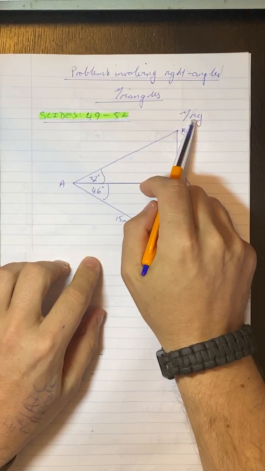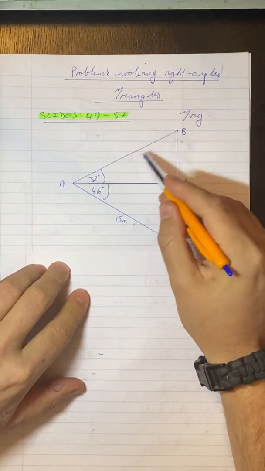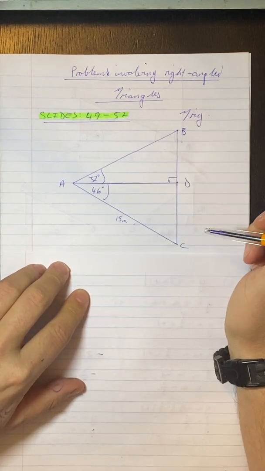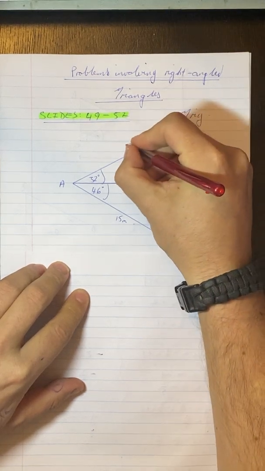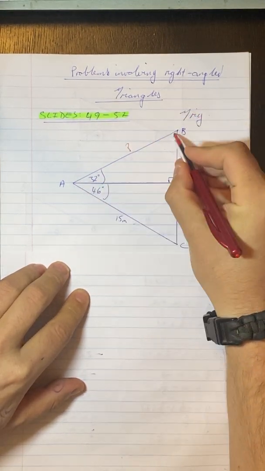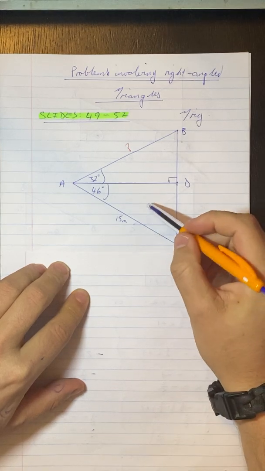Today we're going on to problems involving right-angled triangles, working from slides 49 to 52 from the trigonometry PowerPoint. Okay, so the first question here is saying determine the length AB. So we want to find this length over here, AB.